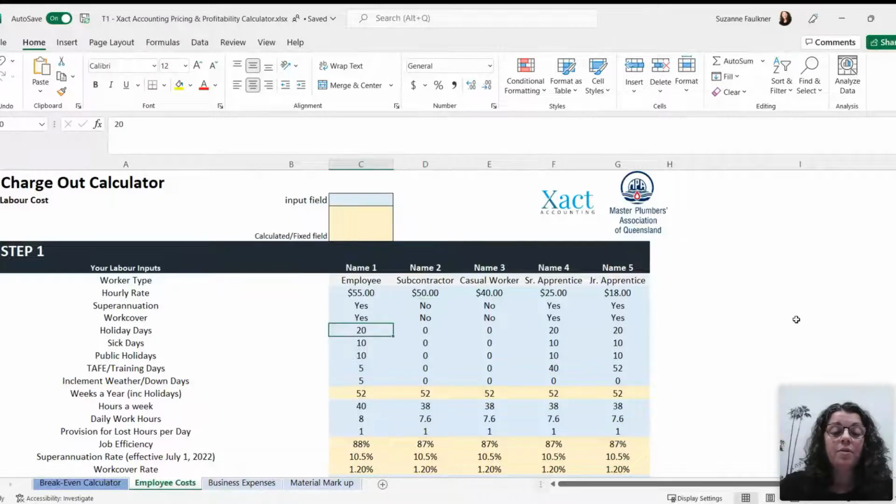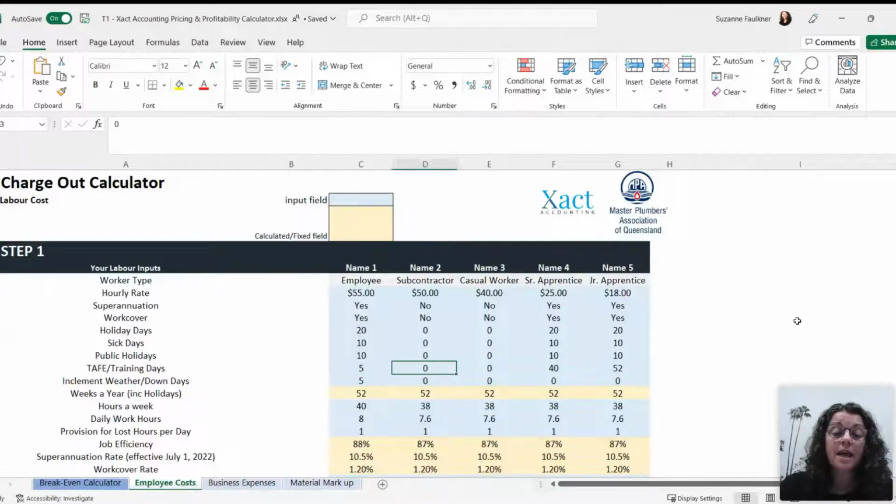Now, as I said before, we've also factored in our holiday days. Again, subbies and casuals don't tend to provide for holiday days, and sick days as well we've factored in as the normal statutory rates, again with public holidays. Now, if your apprentices are only part-time, you would need to factor in those days as well in relation to what their part-time hours are and what the actual days are that they'll be unavailable for those different events.